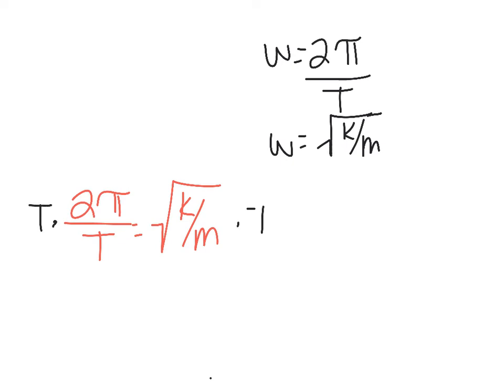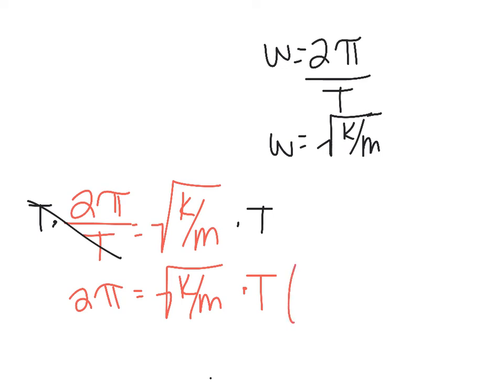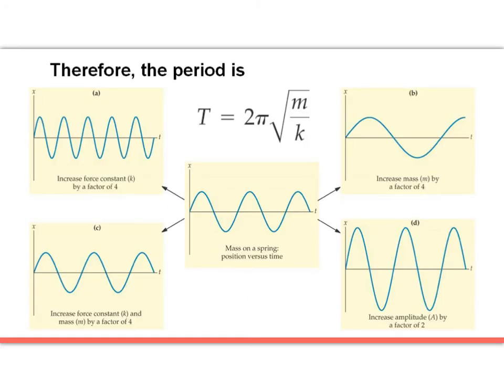So let's multiply both sides by t. Then I'm going to get 2 pi equals square root of k over m times t. Now to solve for t, I can multiply by the reciprocal. So therefore, we have our period is equal to 2 pi square root of m over k. This is our third most important equation that we are talking about. So what does this actually mean?